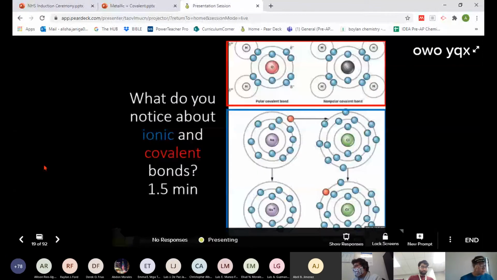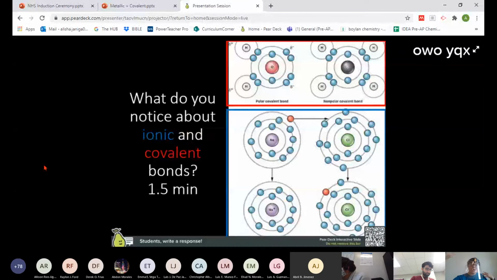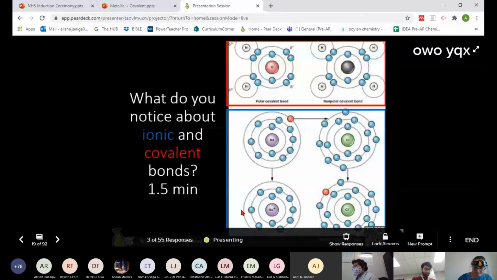Alrighty, I'll give you 1.5 minutes. Look at these pictures. What differences do you notice between the ionic and the covalent in these pictures? The red one is the covalent, the blue one is the ionic. And what differences do you notice?